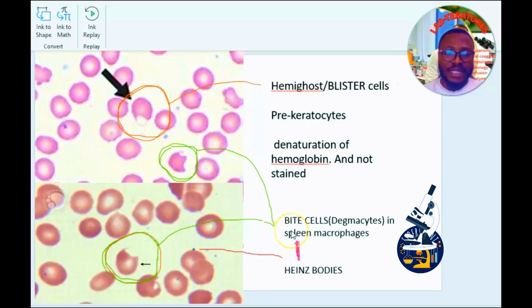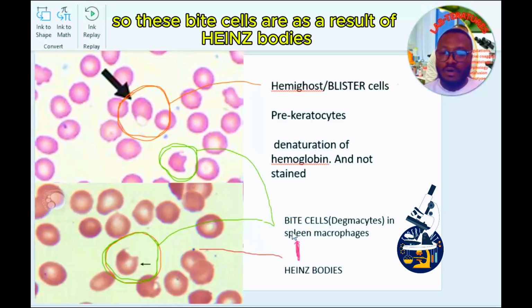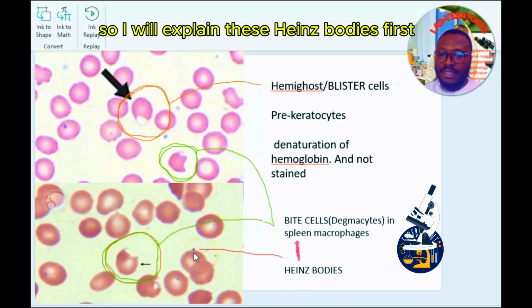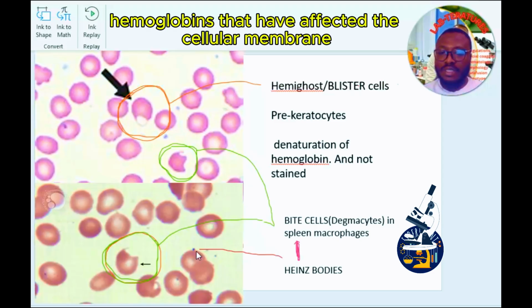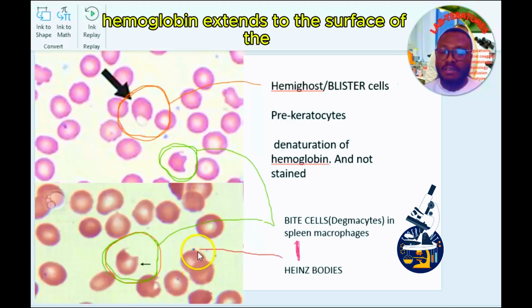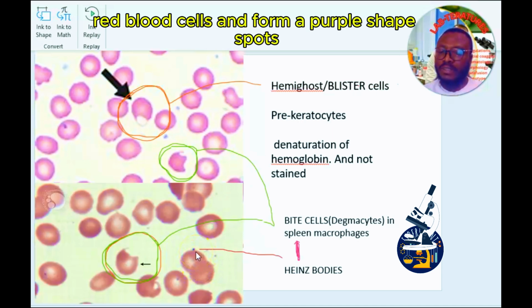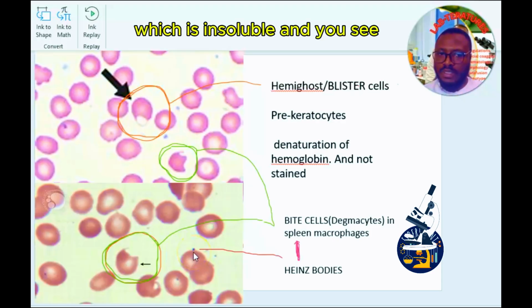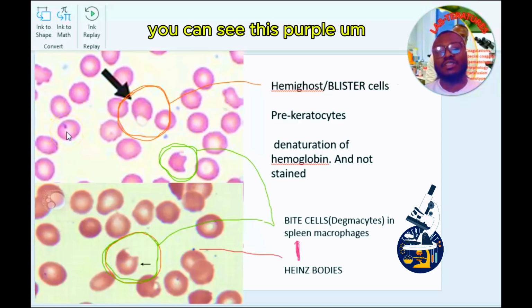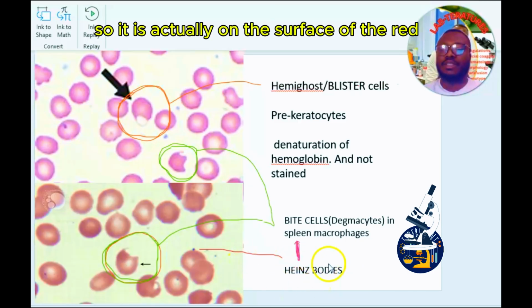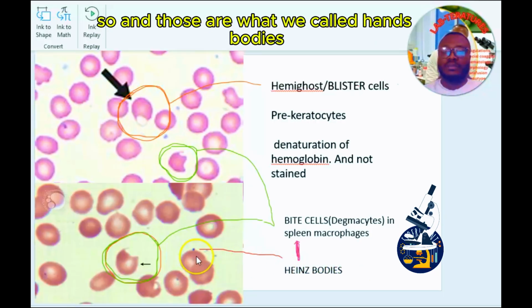These bite cells are a result of Heinz bodies, so I will explain Heinz bodies first. Heinz bodies are denatured hemoglobins that have affected the cellular membrane. This denatured hemoglobin extends to the surface of the red blood cell and forms a purple-shaped spot which is insoluble. You can see a small spot on the surface, and if you look up here you can see this purple, so it is actually on the surface of the red cell, and those are what we call Heinz bodies. And Heinz bodies are denatured hemoglobin, not iron.